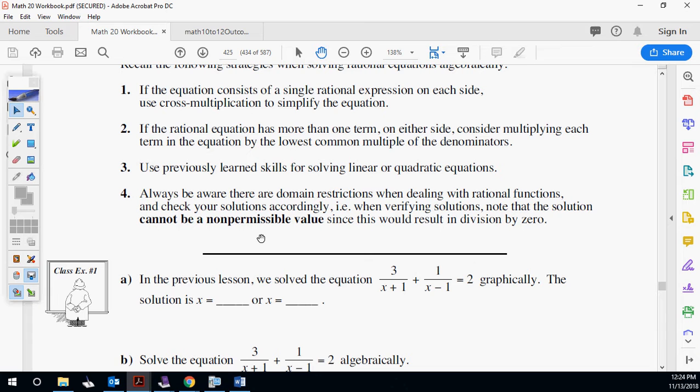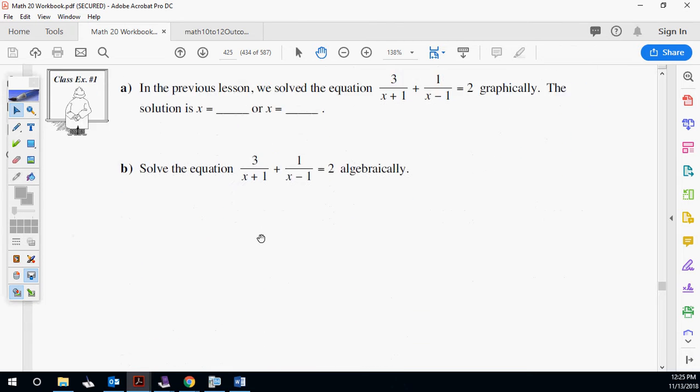So again, just to summarize, in both cases we're trying to get rid of the fractions. We don't like the fractions, so that's how we get rid of them. You can cross multiply, or you can multiply by the least common multiple, and then you just use your previous skills for solving. So that's your quadratic solving, or that's your linear solving. Linear is the easy one, quadratic's a little bit harder, but that's unit 3. And then we always need to check for our non-permissibles and our answers to make sure that they work. So let's go through these here.